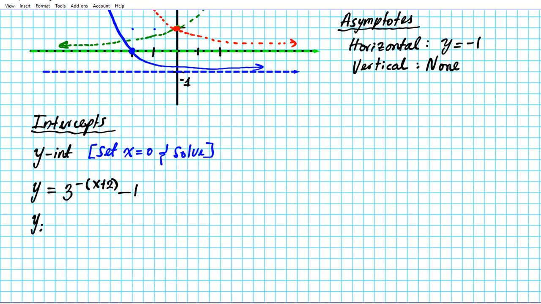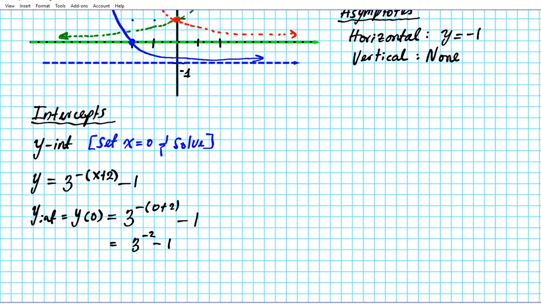So your y-intercept will be y of 0, basically evaluating the function at x equals 0. So we have 3 to the negative quantity 0 plus 2, minus 1. Alright, let's simplify this. This becomes 3 to the negative 2 minus 1.